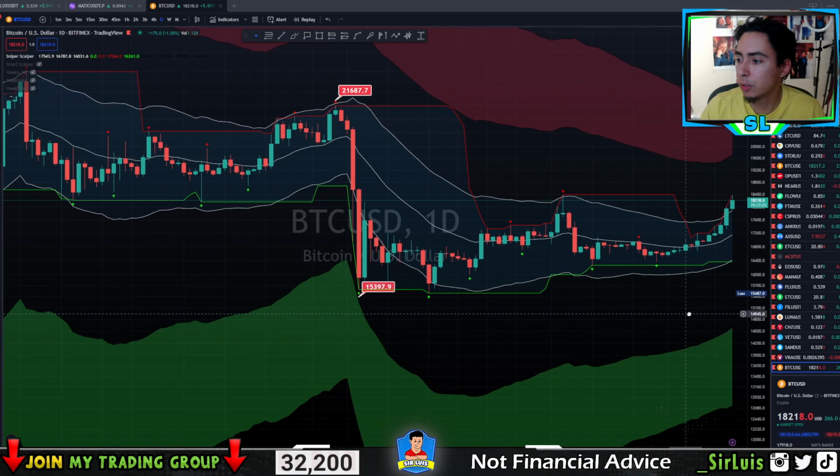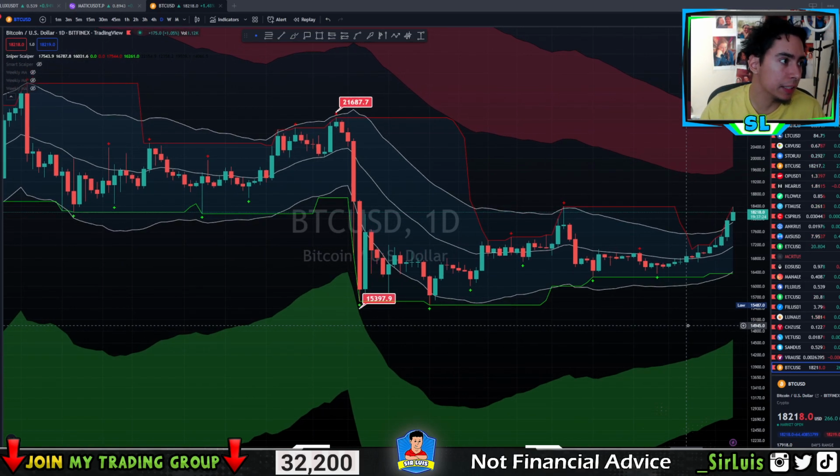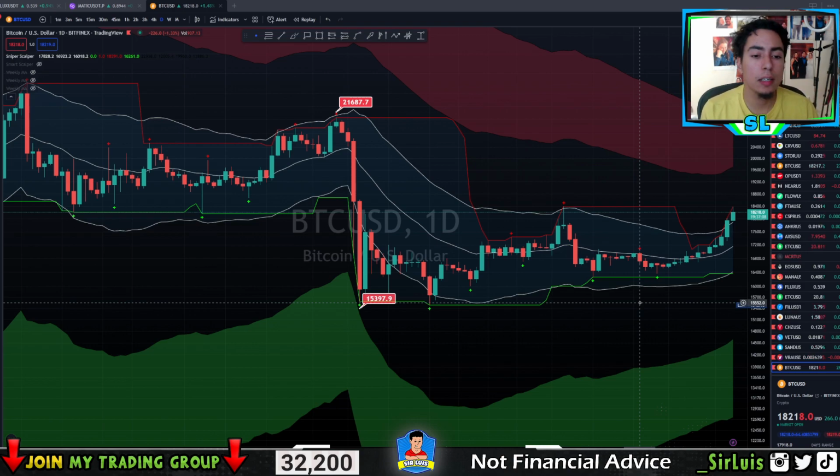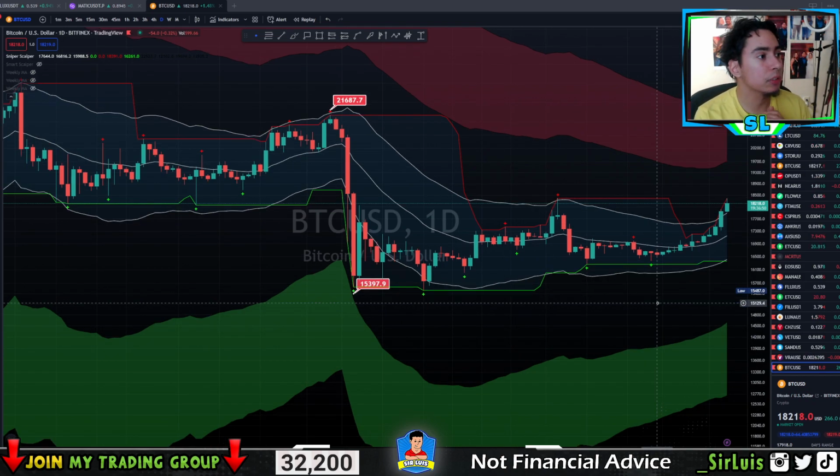So without further ado, let's get started here with my first indicator, which to me is my primary one, and I think will be my most popular one. But I don't just use this indicator, I use my other two indicators in combination with this one. This one is called the Sniper Scalper, okay? And there's a reason why it's called the Sniper Scalper.